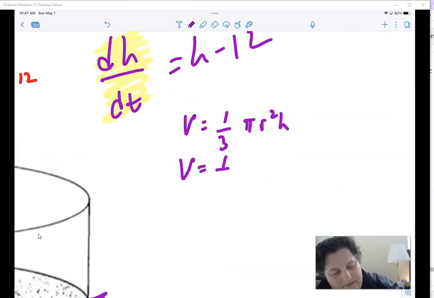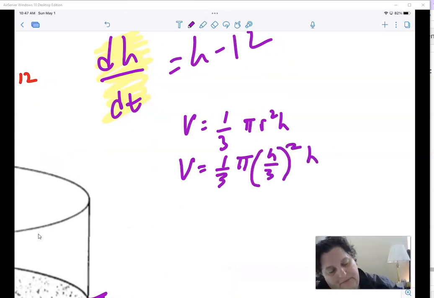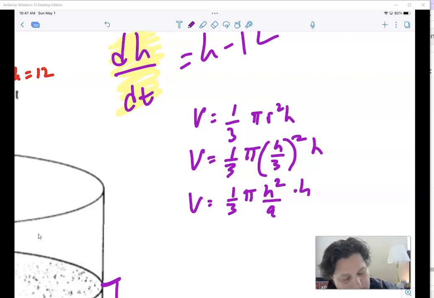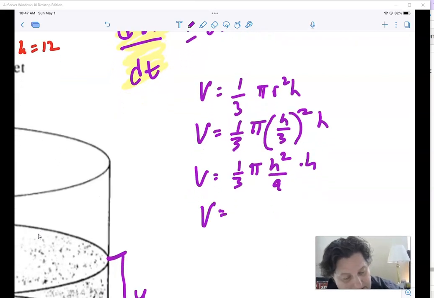Now let me work with this for one second. R is H over 3. So it's 1/3 pi H squared over 9 times H. I'm definitely going to simplify this first. I do not want to work with it like this. 1/3 pi H to the third. And actually, I should have combined that 3 and that 9. I should have gone 1/27.